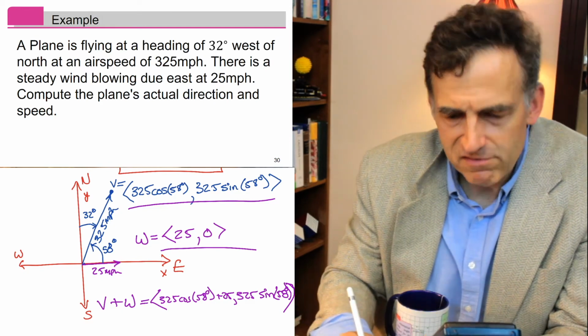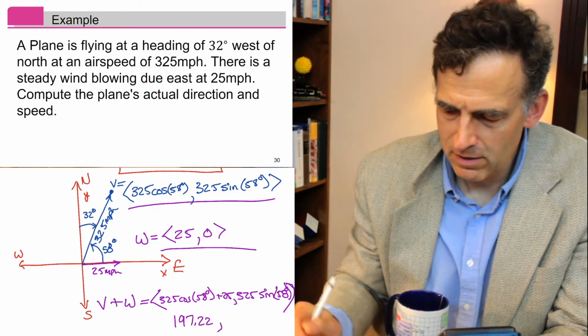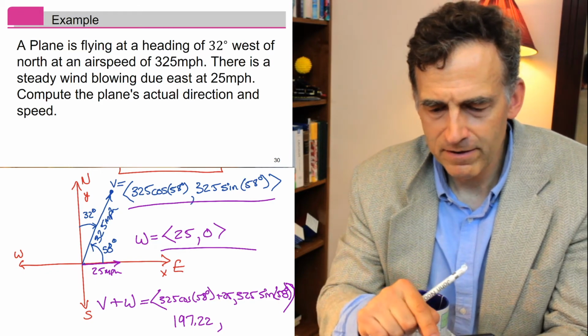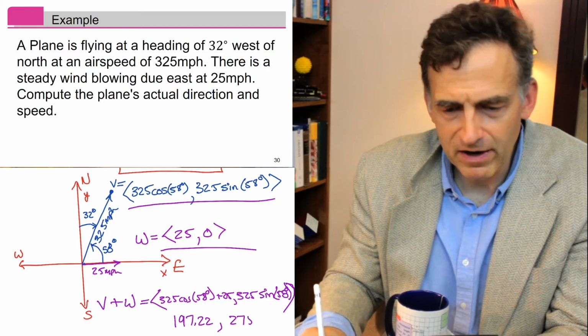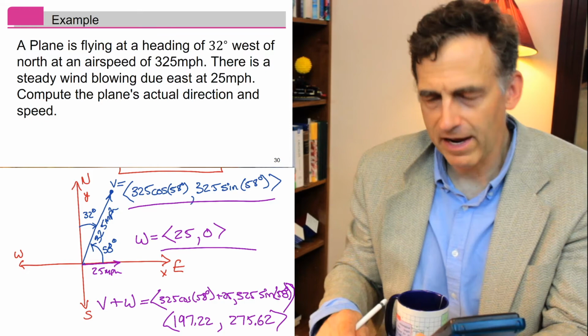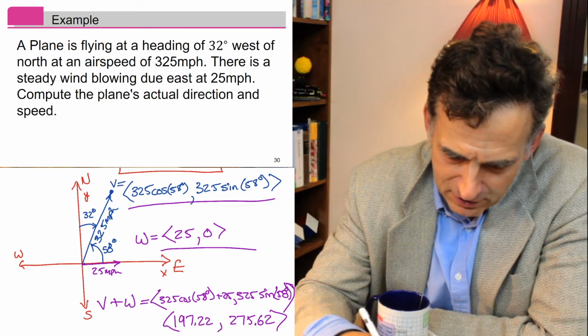And so this gives me 197.22. And then 325 times sine of 58 degrees. And that's 275.62. So there's my vector that actually describes the motion or the actual direction the plane is going.